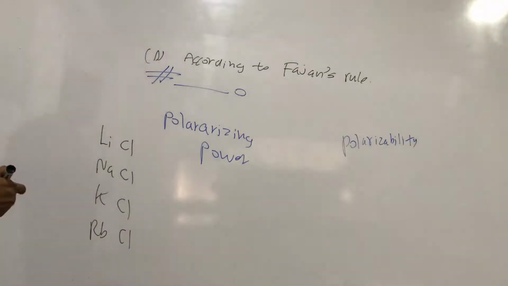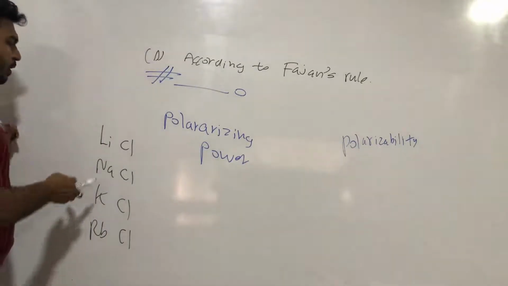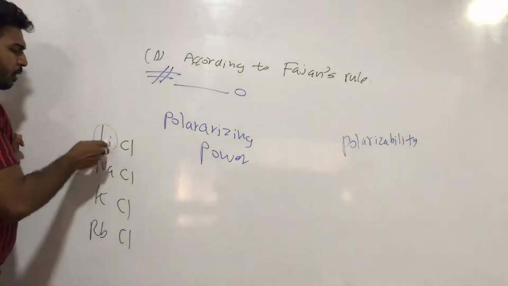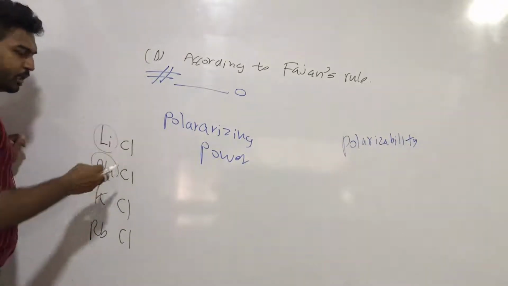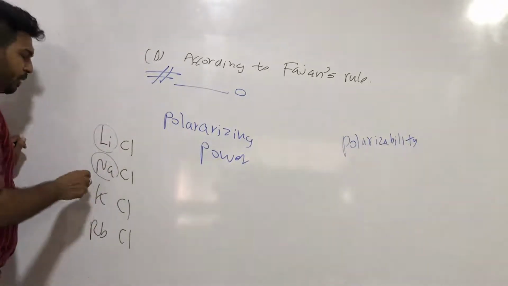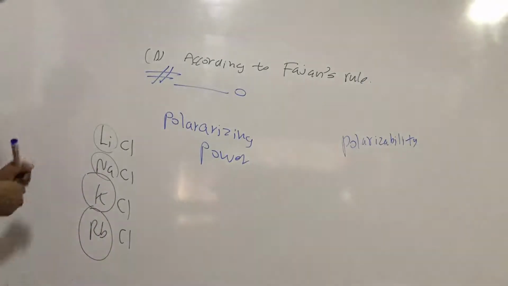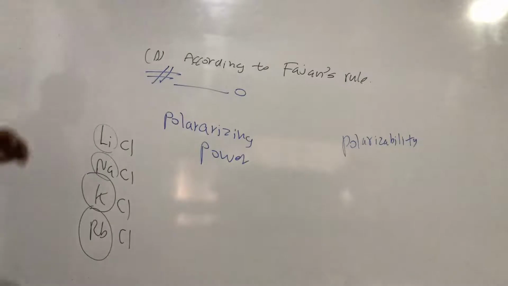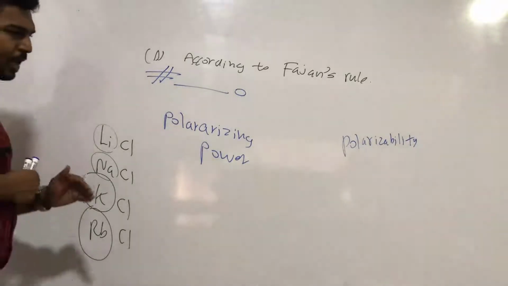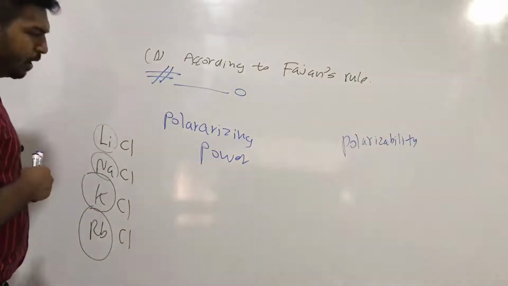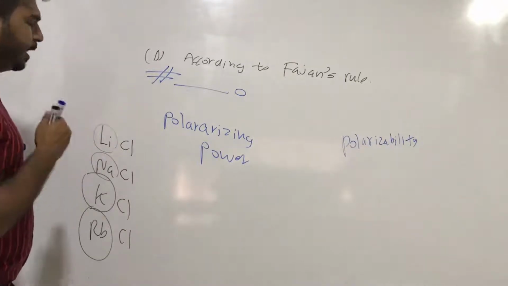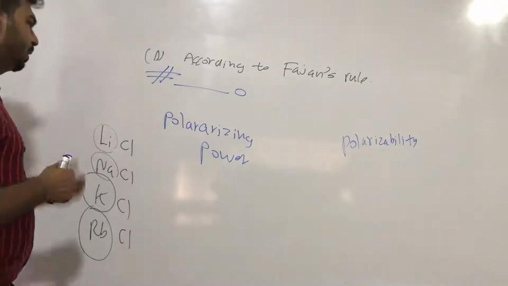We know that going downwards along the group, the radius of cations increases, and the radius of anions also increases.